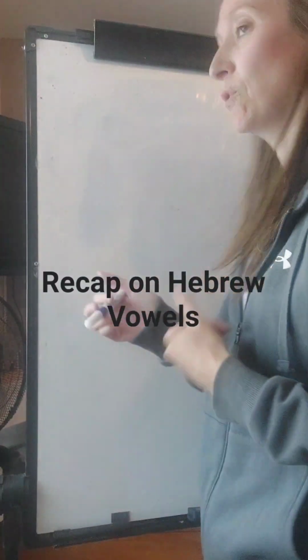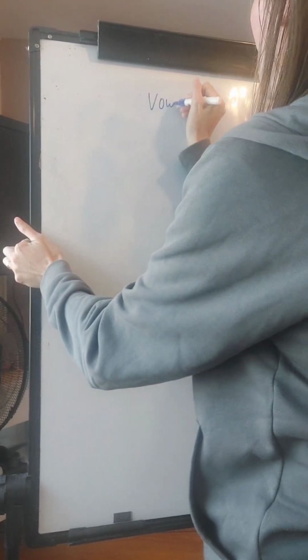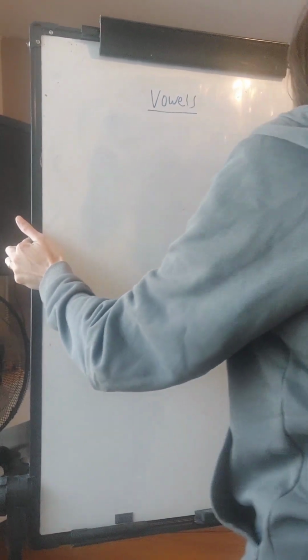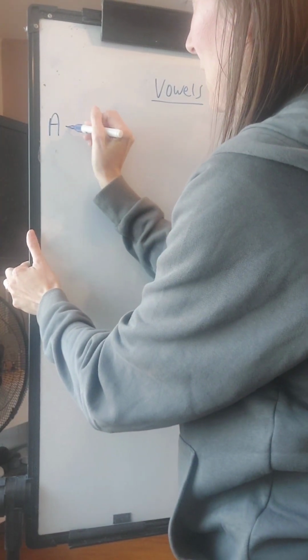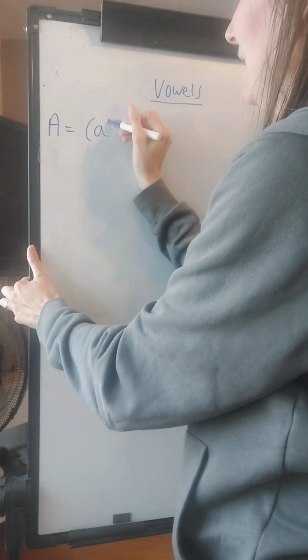Hi everyone, so today I thought I'd do a little recap on all the vowels that we've done so far. So we're just going to go over the vowels for Hebrew. We're going to start with the A vowel. And the A vowel sounds as A.